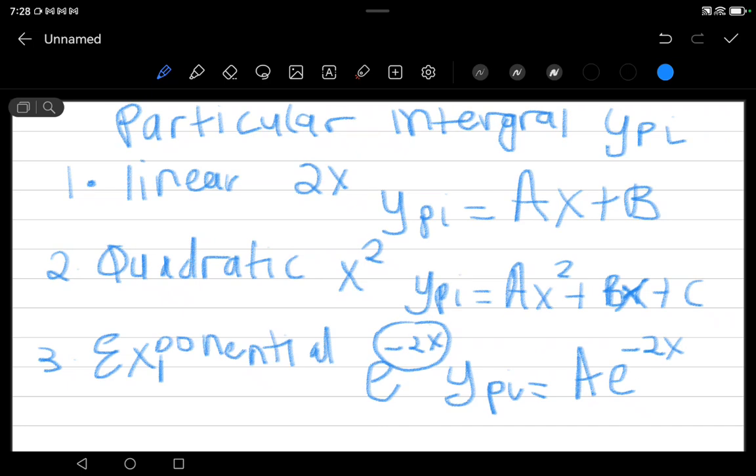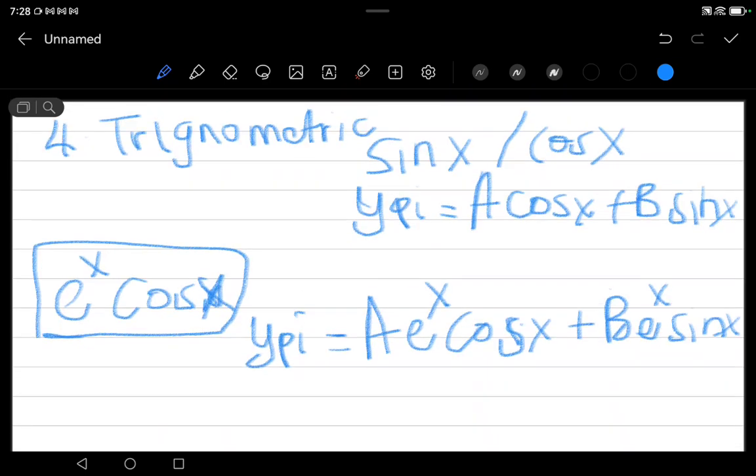So under YPI, we have a linear, for example 2x. The YPI of a linear is ax plus b. And then for quadratic, we use x squared as an example, and the YPI for quadratic is ax squared plus bx plus c. For exponential, the YPI is ae to the power of negative 2x, using e to the power of negative 2x as an example. And then number 4, we have trigonometric, so we use sine or cos. The YPI of a sine or cos is going to be a cos x plus b sine x.